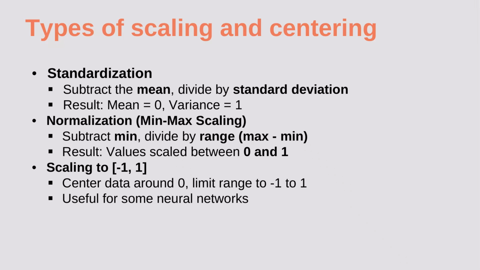Let's look at different types of scaling and centering. First, standardization, where we subtract the mean and divide by the standard deviation. This gives us data with a mean of 0 and a variance of 1. Next is normalization or min-max scaling, where we subtract the minimum value and divide by the range. The result is data scaled between 0 and 1. Finally, scaling to -1 and 1, where we center the data around 0 and scale it within a range of -1 to +1. This is especially useful for neural networks that benefit from inputs centered around 0. In today's example, we will look at standardization. However, using scikit-learn, you can do whatever type of scaling you want.